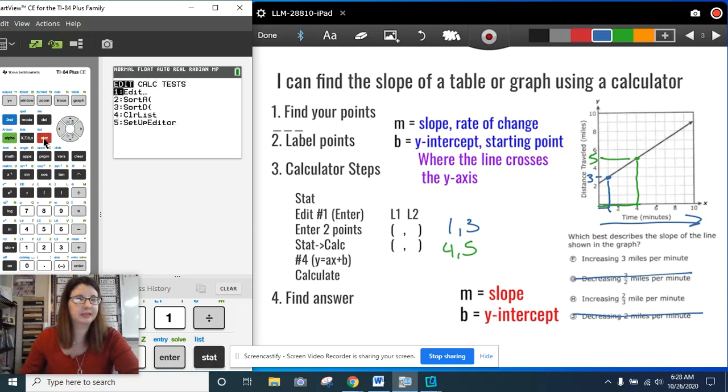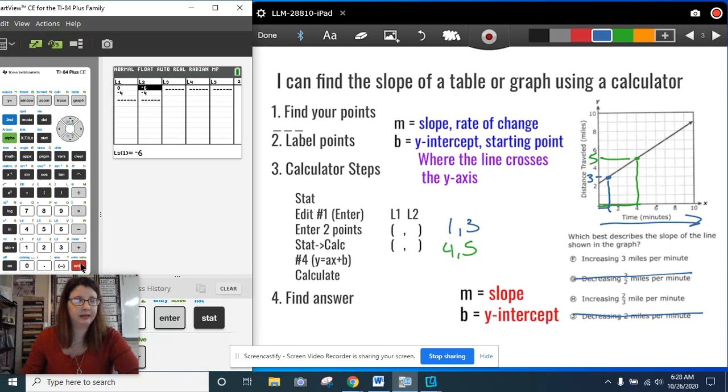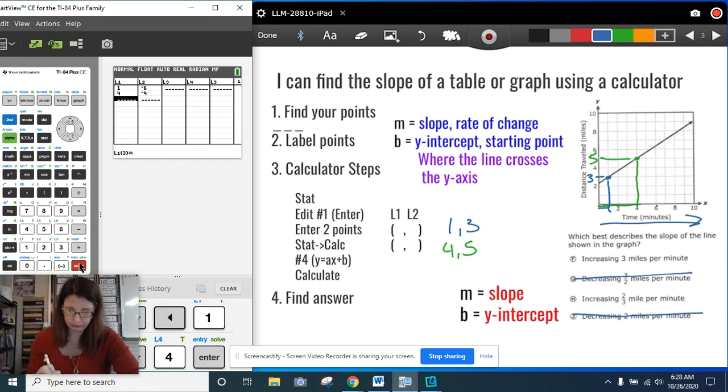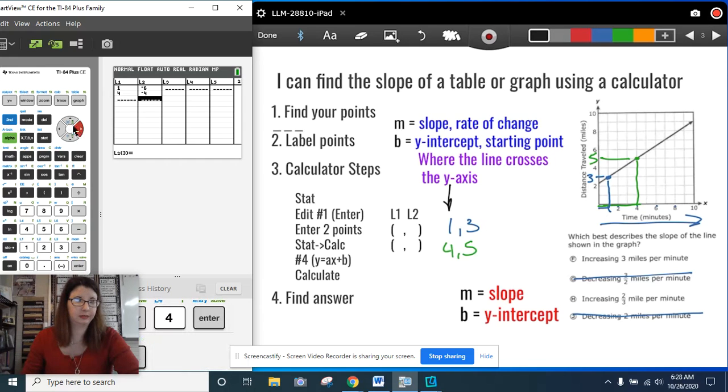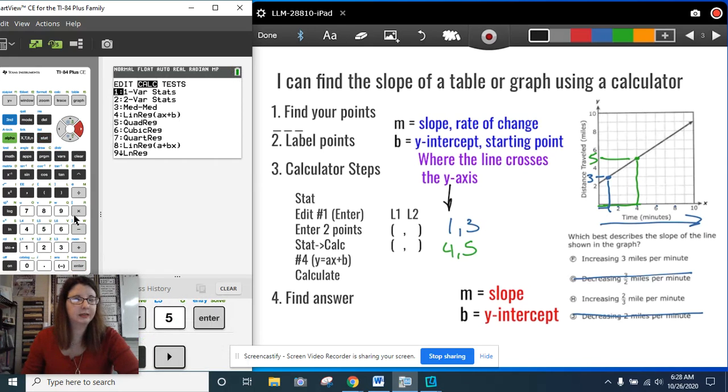So I'm going to enter them by Stats and Edit, and I hit Enter. I make sure that my cursor is over there by using the toggle button. 1, Enter, 4, Enter. And I'm entering this first line in that L1. And I have 3, enter, 5, enter. Then my steps: stats, over to calculate, enter, enter, enter.